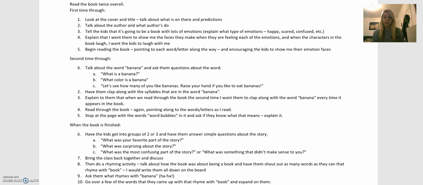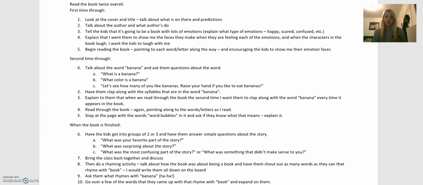And then I would explain to them that as we read it the second time, every time that they see the word or hear the word banana, I want them to clap along with me. Banana. So then we would start reading the book, and I would be pointing along with the words and letters as I read, and encouraging them to do the banana tasks that I asked them to do.